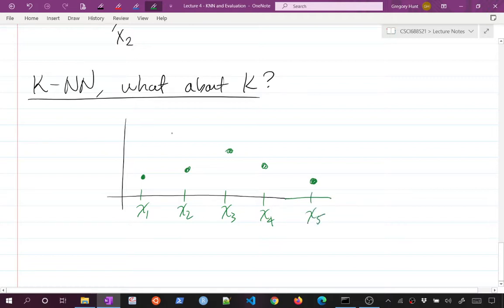And they have their corresponding y's. I'm not even going to write what the y's are. It doesn't really matter. And let's draw a couple different values of k. So maybe we'll look at what happens when k is equal to 1. What happens when k is equal to, I don't know, 3. And we have 1, 2, 3, 4, 5 training points. Let's look at what happens when k is equal to 5.